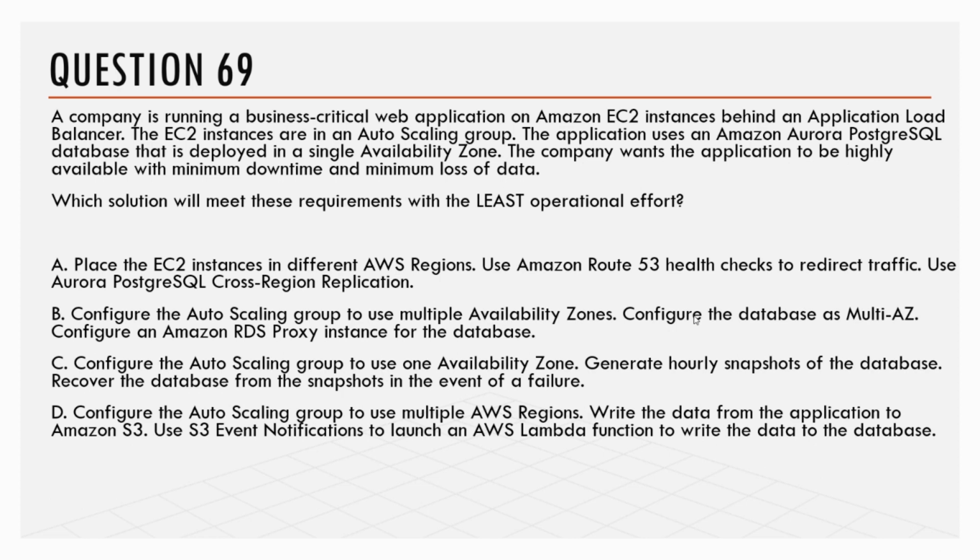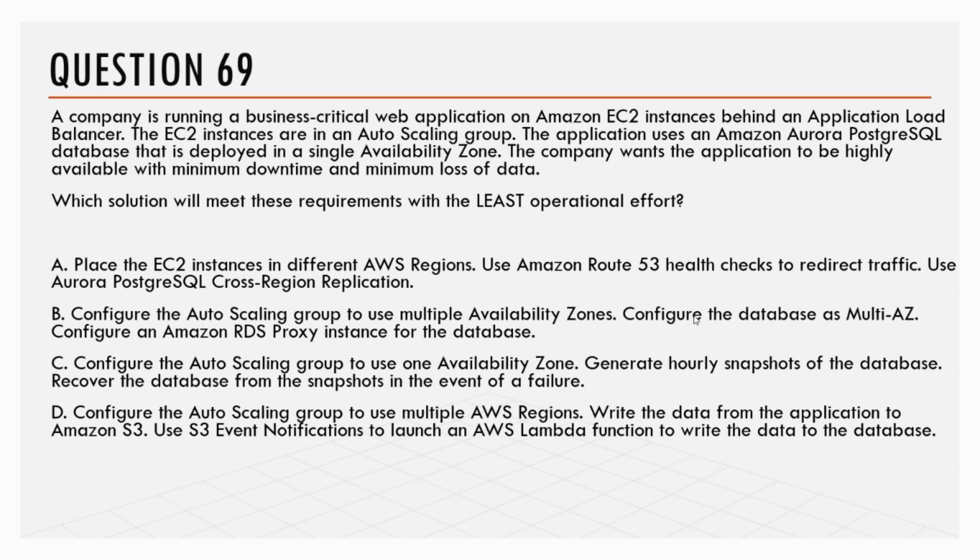And the options are: A. Place the EC2 instances in different AWS regions. Use Amazon Route 53 health checks to redirect traffic. Use Aurora PostgreSQL cross-region replication. Option B. Configure the Auto Scaling group to use multiple Availability Zones. Configure the database as Multi-AZ. Configure an Amazon RDS Proxy instance for the database. Option C. Configure the Auto Scaling group to use an Availability Zone. Generate hourly snapshots of the database.